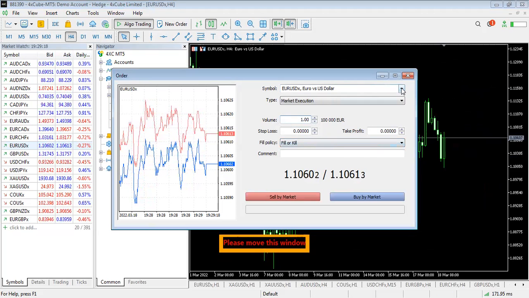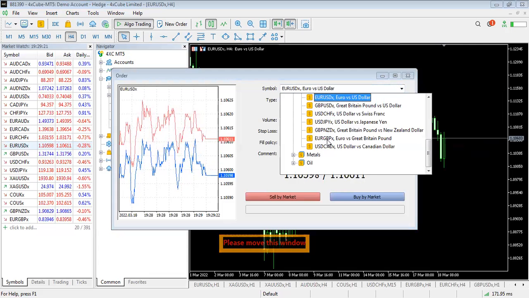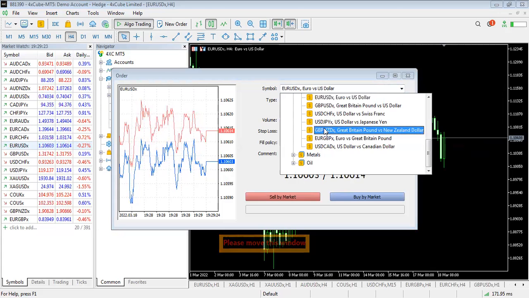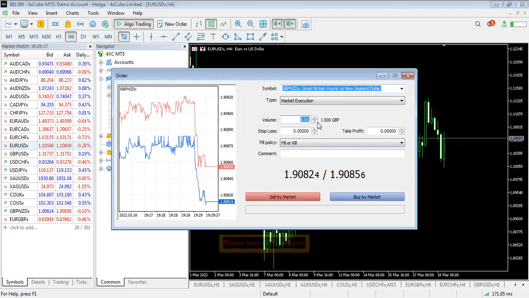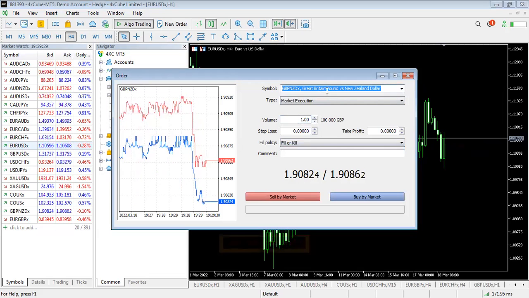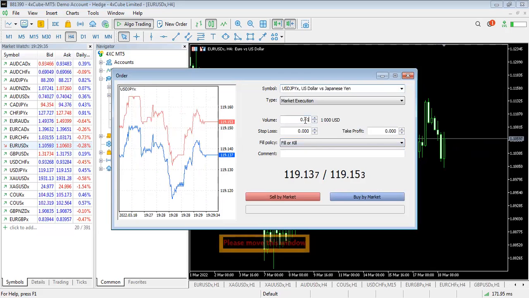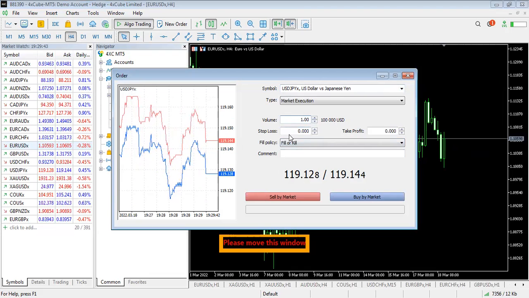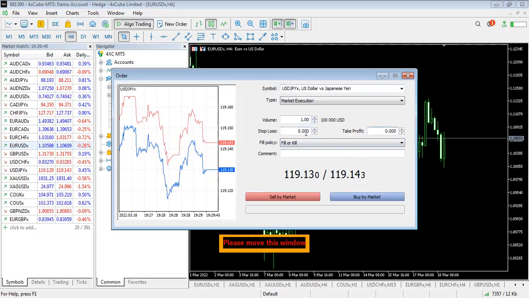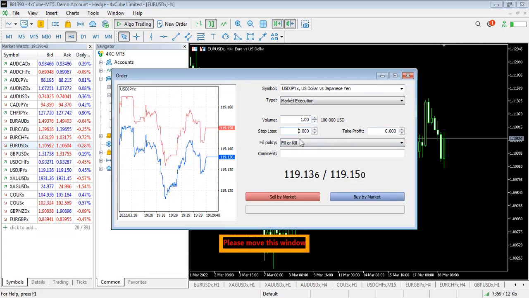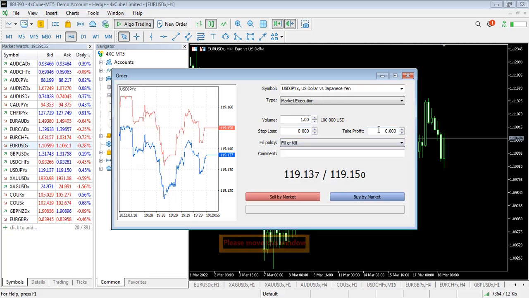Let's change this euro to anything else. Let me change it to pounds. So it changes to pounds. Let's also change it to USD JPY. Understand? Let me put 10. You see 1 million USD, 100,000 USD. This is where you put your stop loss, and this is where you put your take profit. This is the current price now. The difference between the current price and the stop loss is in pips. The difference between the current price and the take profit is in pips.